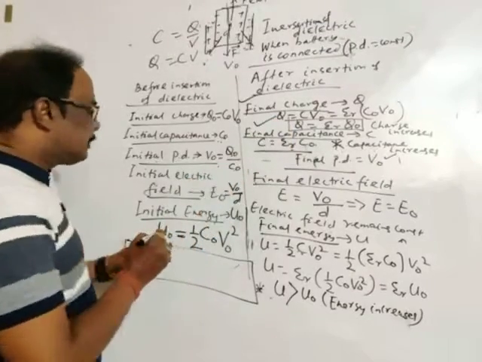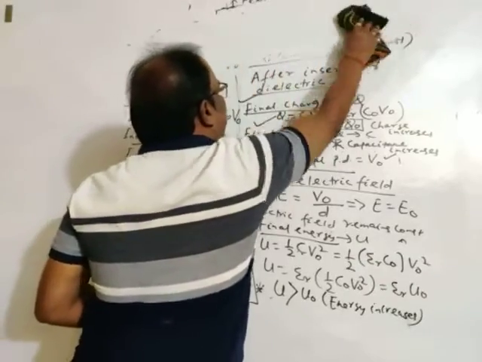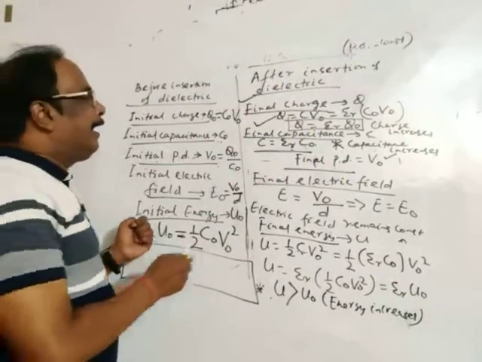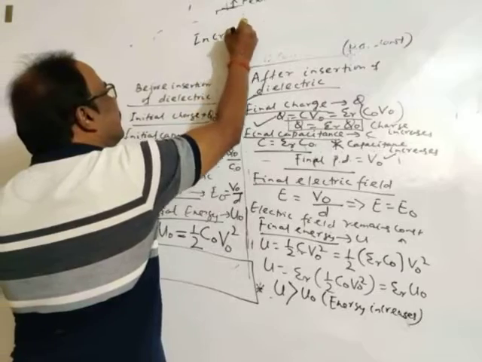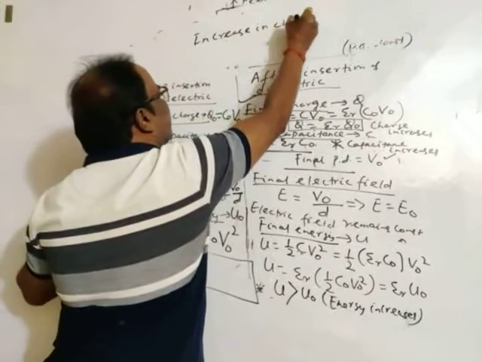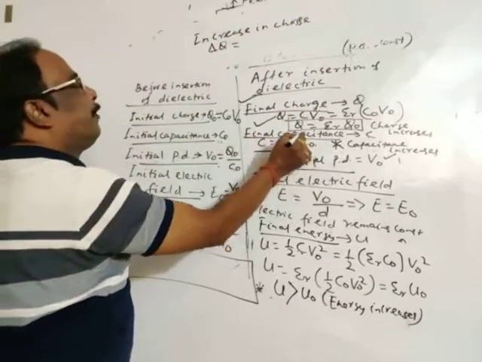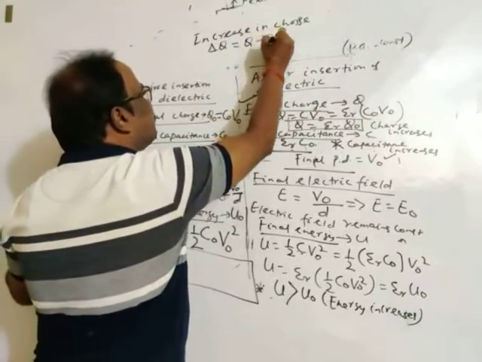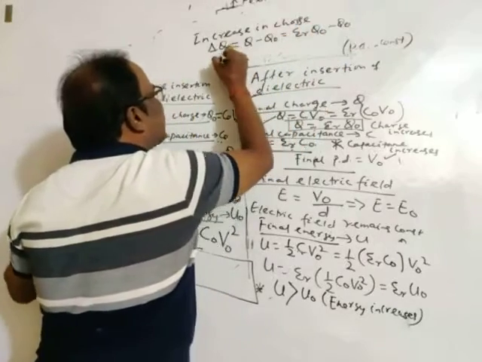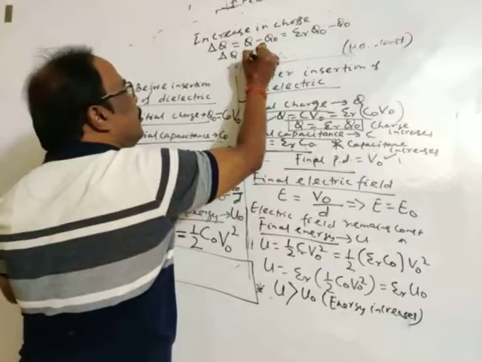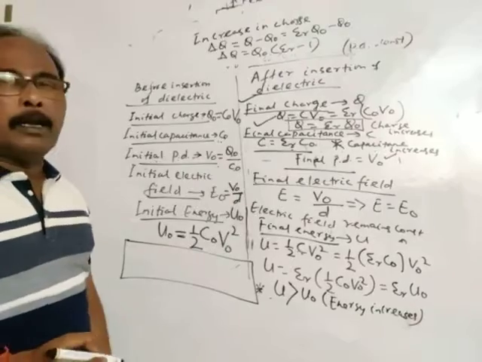We discussed two different facts. This is after the dielectric is inserted and the battery is connected. Increase in charge, delta Q. What is delta Q? Final charge is Q, initial charge is Q naught. Final charge is epsilon r into Q naught, minus initial charge Q naught. So the increase in charge is Q naught into epsilon r minus 1.